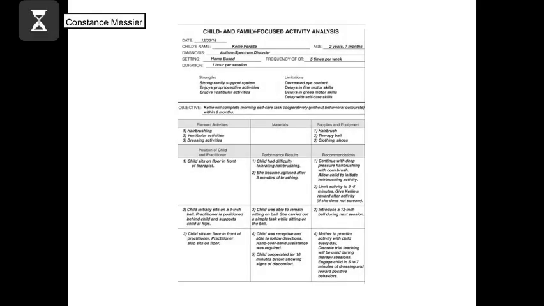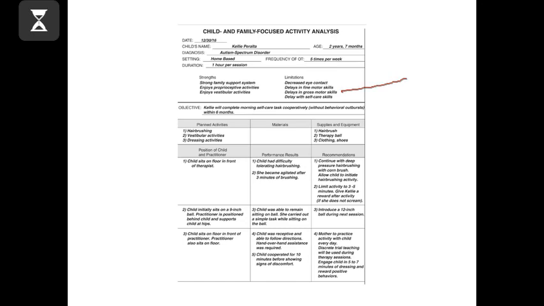In this activity analysis, they identify the setting as home-based and the frequency of OT intervention 5 times a week. So what are they going to be working on? They identify the strengths of the child, which are strong family support, enjoys proprioceptive activities, and enjoys vestibular activities. This makes me think that they're using a sensory integrative approach if they're outlining those sensations, right? Those sensory systems. I don't know, I'm just saying.